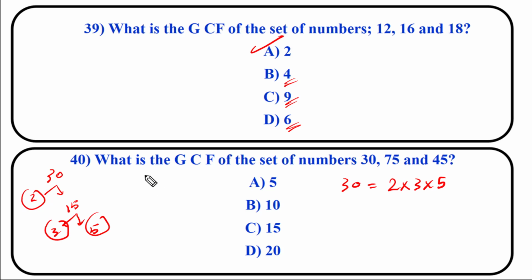Take 75. 75 is divisible by 3 because the sum of its digits equals 12 and 12 is divisible by 3. Now 75 divided by 3 equals what? Equals 25. It's easy, and 25 is 5 times 5.